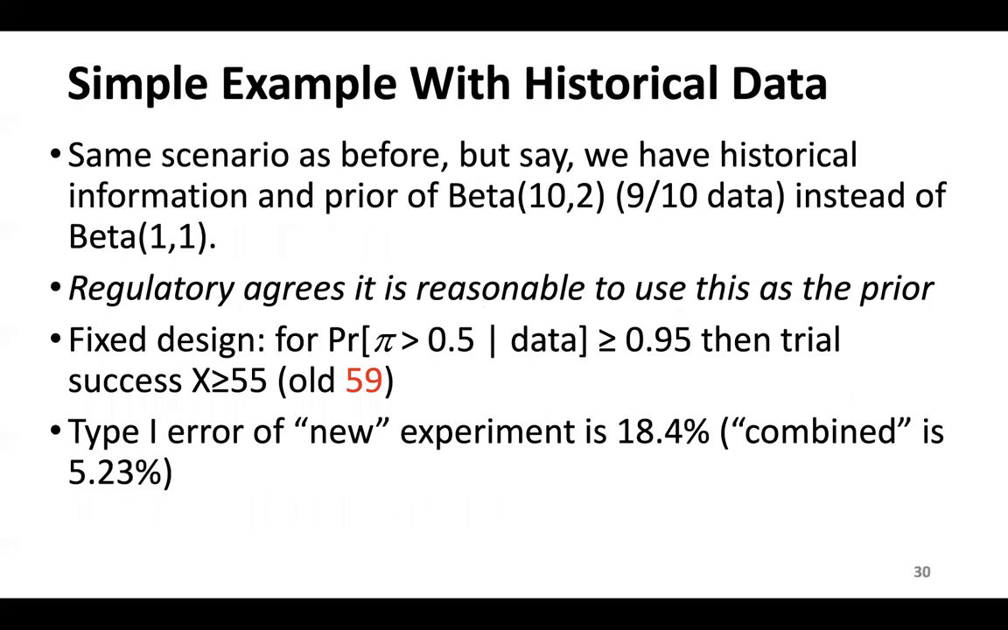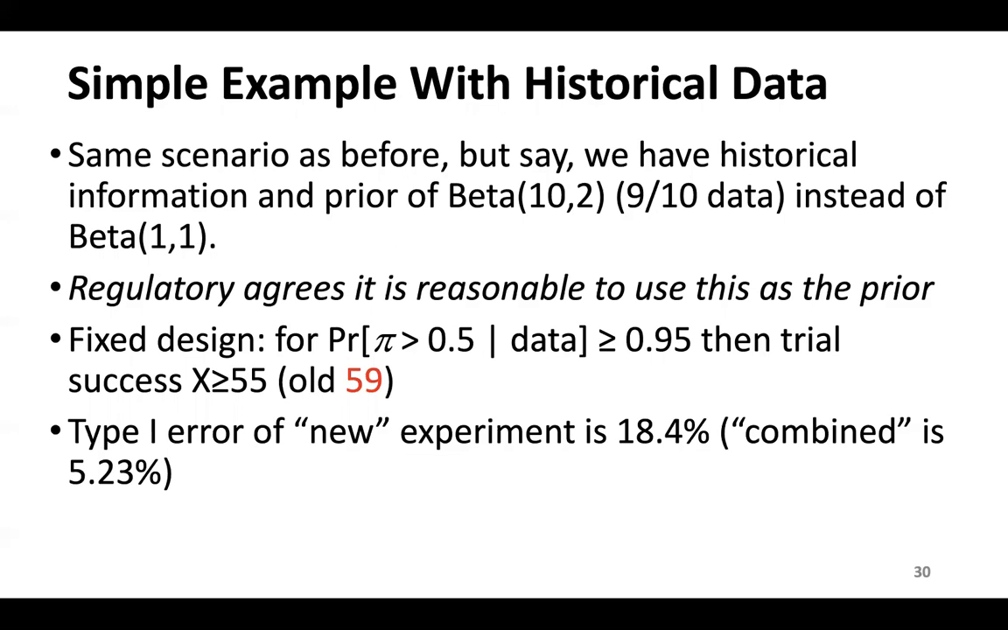Now, suppose on the same therapy, we have 10 patients from historical data, and 9 out of those 10 were successful. Let's assume we're not worried about a publication bias. This is the only data that's ever been calculated on this therapy. We could use a beta 9.2, which is updating the beta 1.1 based on 9 successes and 1 failure. So instead of the beta 1.1, we use a beta 10.2. We're starting with a leg up with good data.